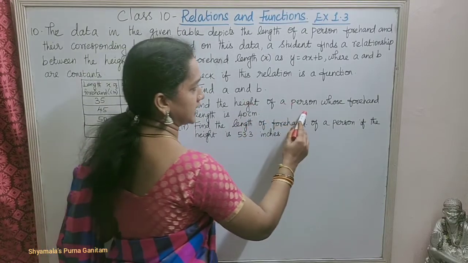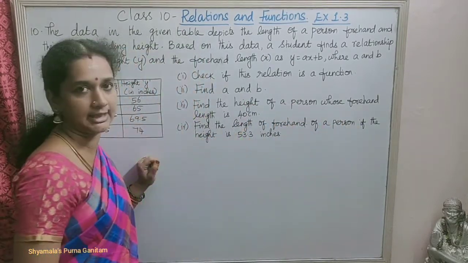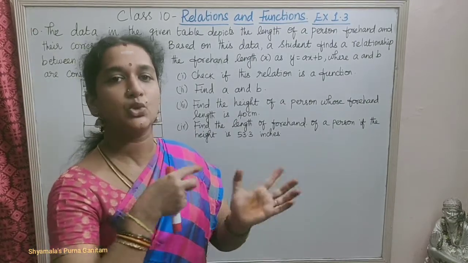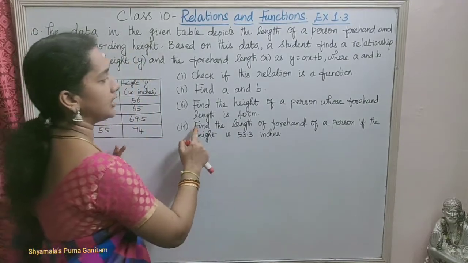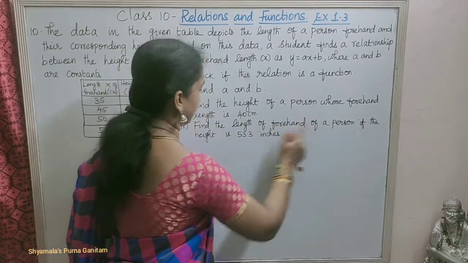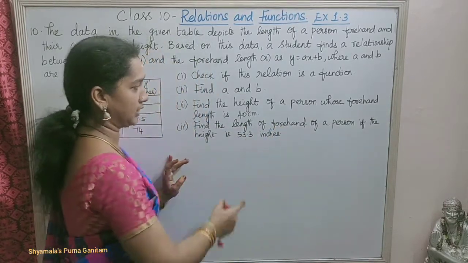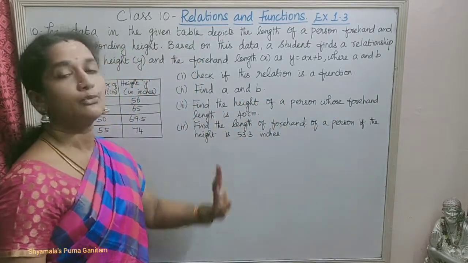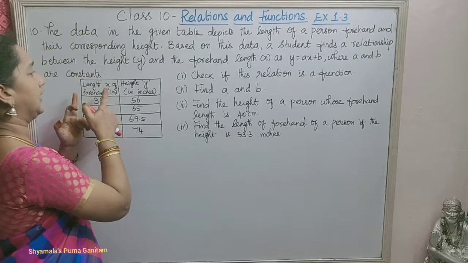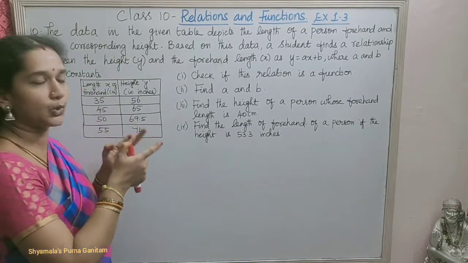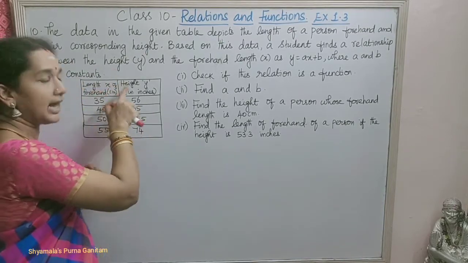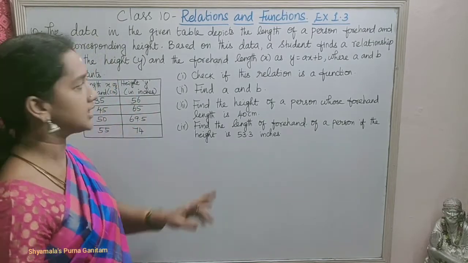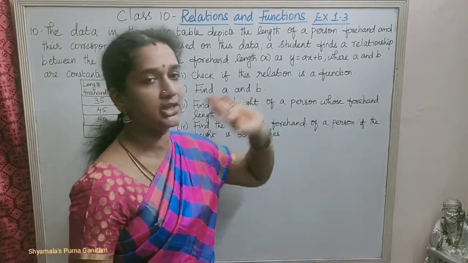Find the height of a person whose forehand length is 40 centimeter. So height is this one, forehand is length of the forehand. These two things they are comparing. Okay. So find the length of forehand of a person if the height is 53.3, and find the height of a person whose forehand length is 40 centimeter. So length of the forehand we are taking as x and height we are taking as y. This is in centimeter and this is in inches. So first question is check if this relation is a function.